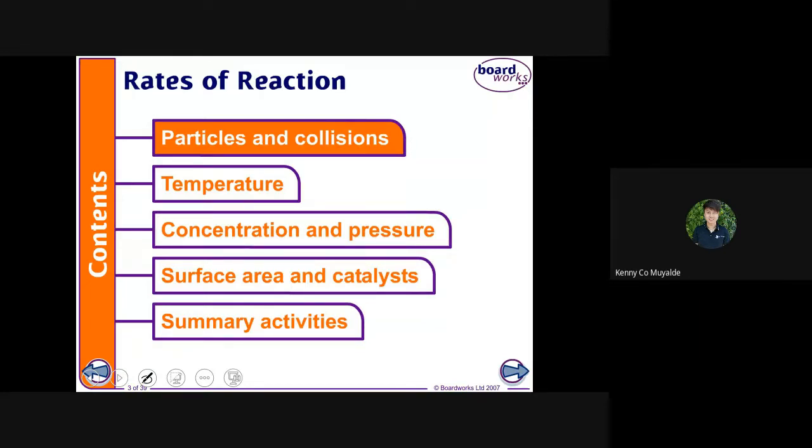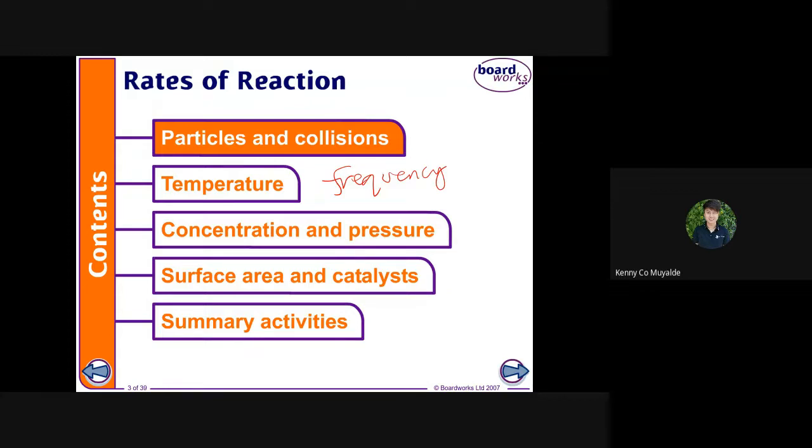Now, when we say frequency, it means how often. So, frequent, right? For example, how many times a day? 5 to 6 times a day. So that's frequent, often. Now, the frequency of collision of particles has to do with the speed of their chemical reaction.